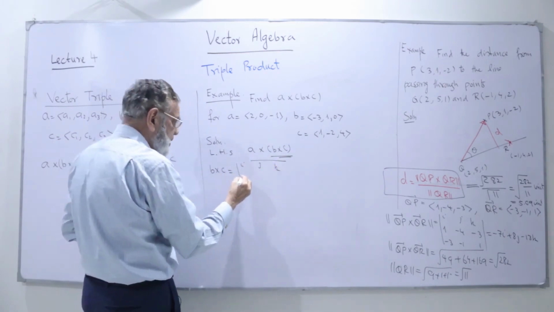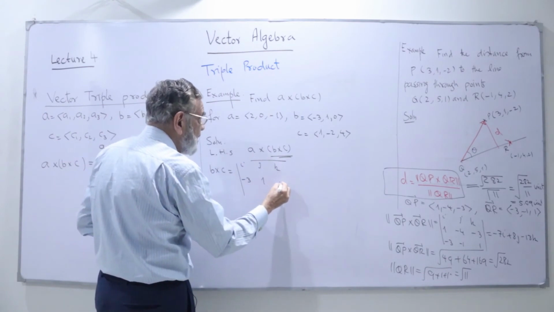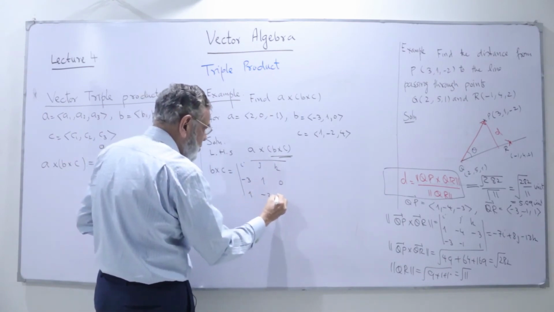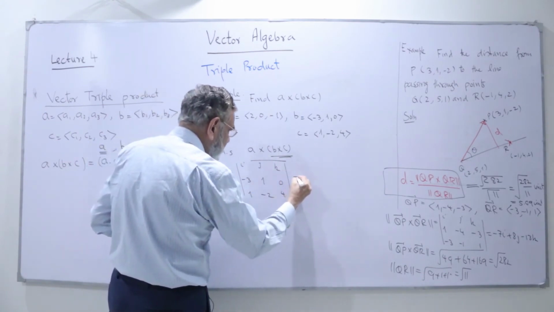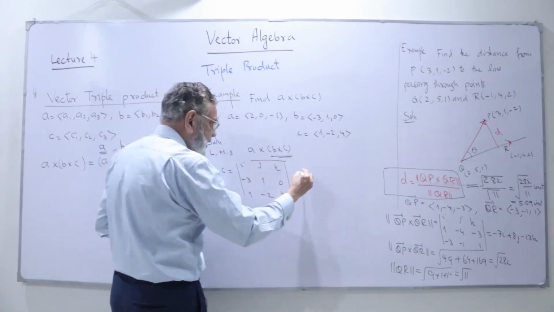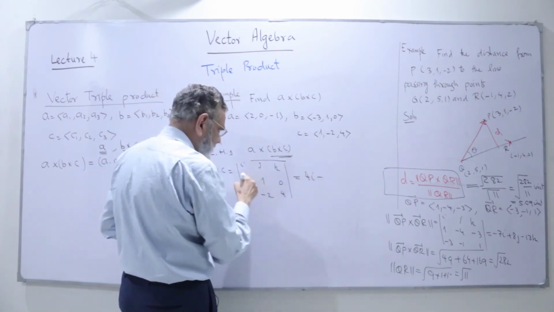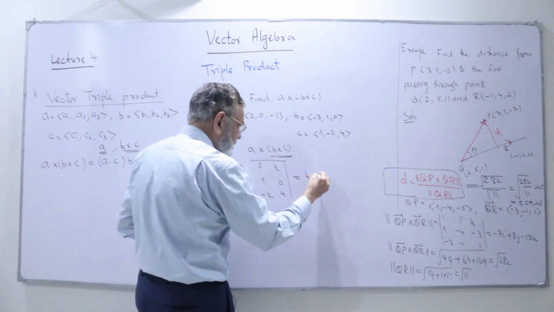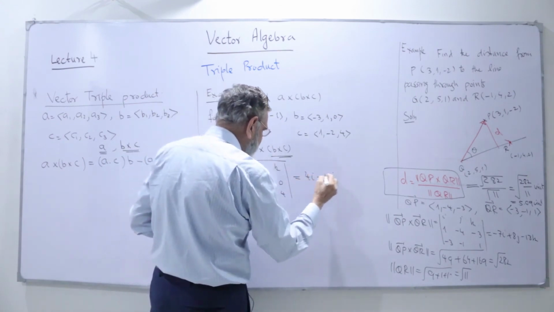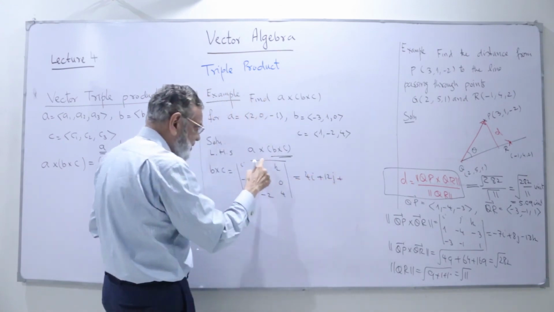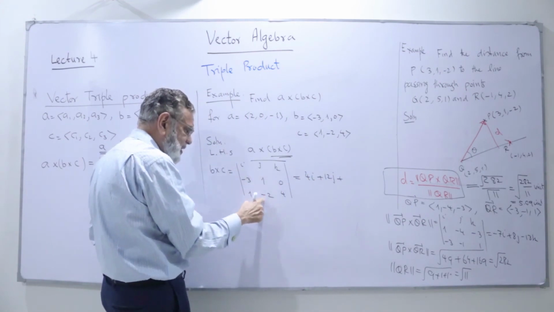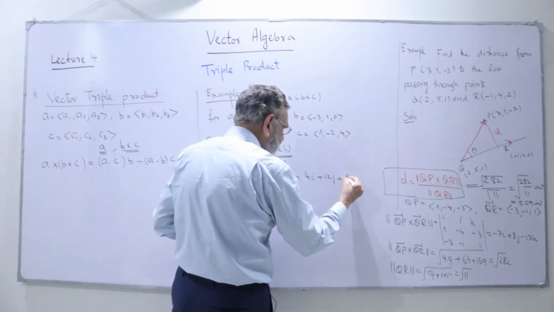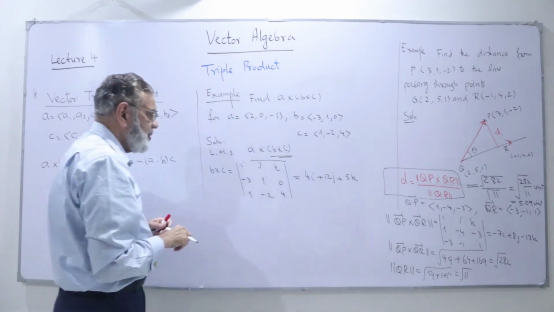So I say my B cross C is equal to the determinant with I, J and K. Then I have B as minus 3, 1 and 0, and C as 1, minus 2 and 4. So I take the cross product. The coefficient of I is 4I, then minus J will be minus 12, minus becomes plus 12J, and then plus K will be 6 minus 1, which is 5K. So this is my B cross C.